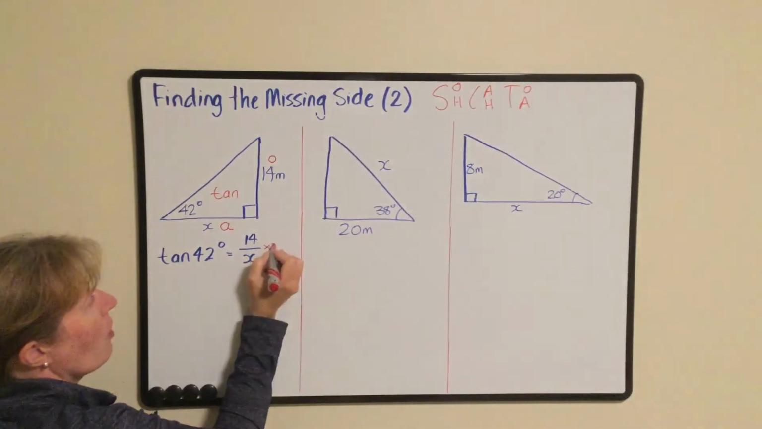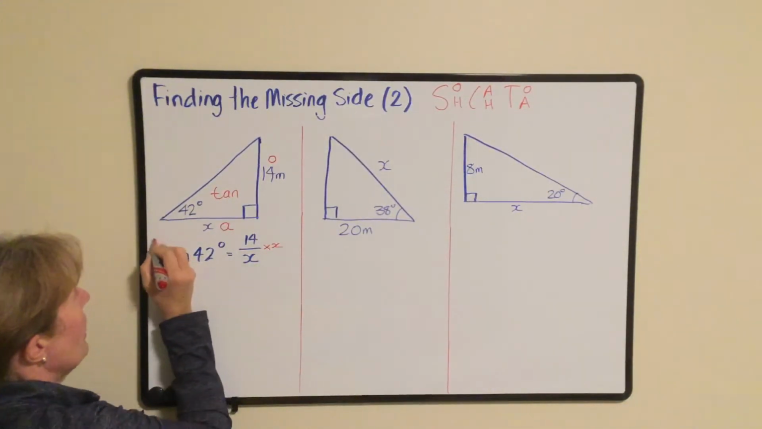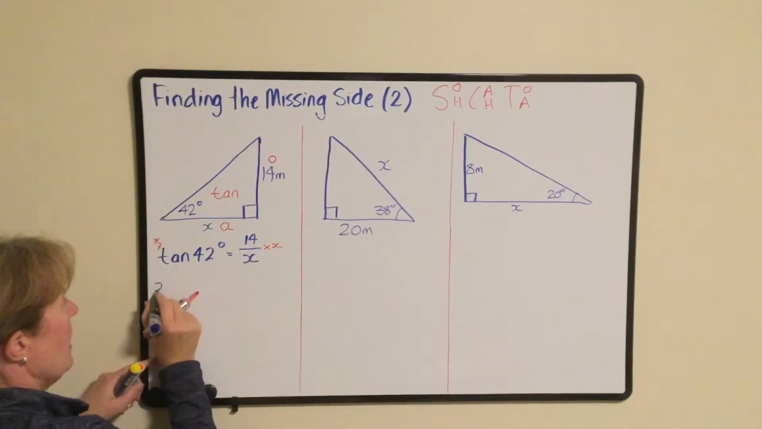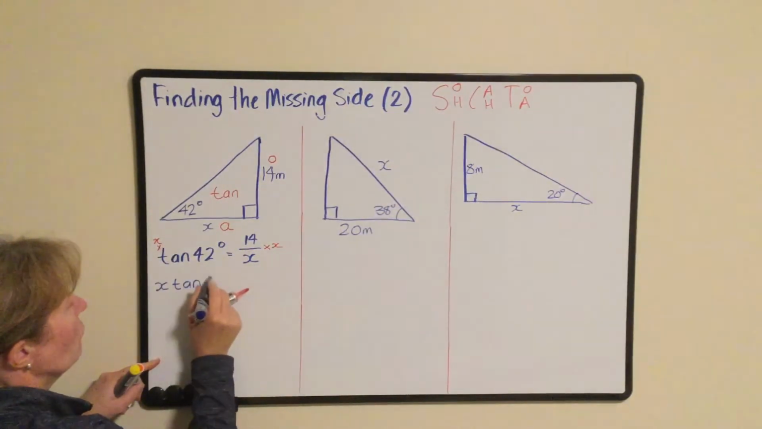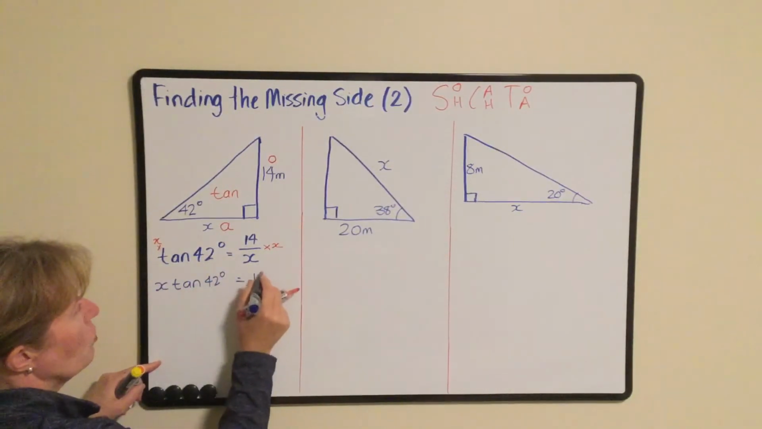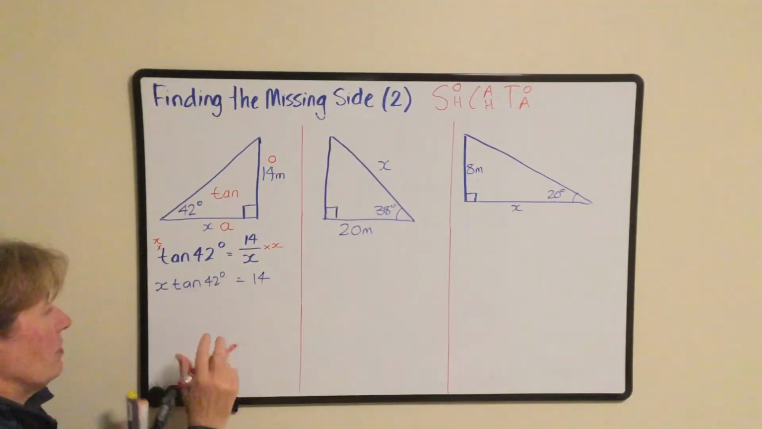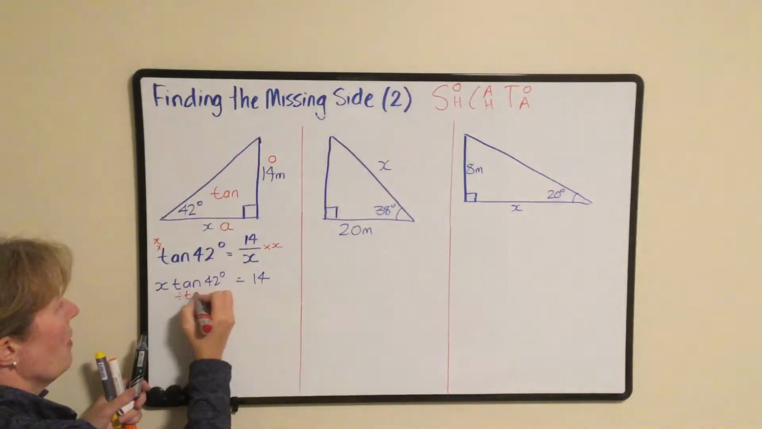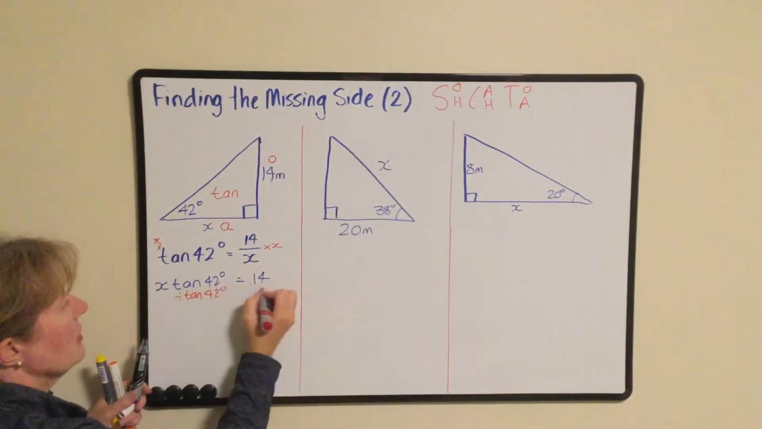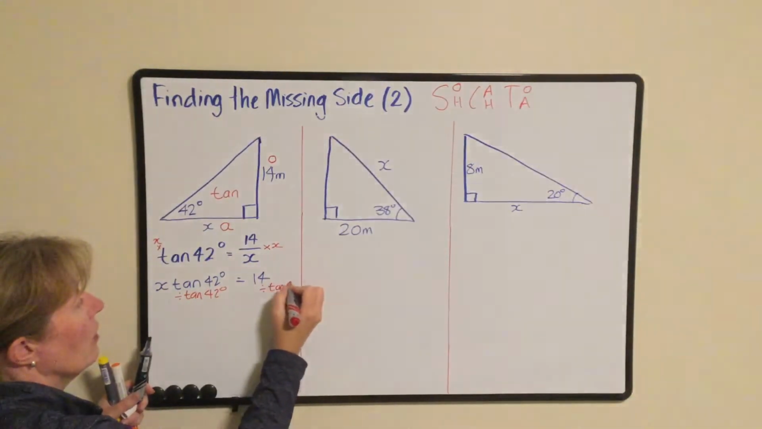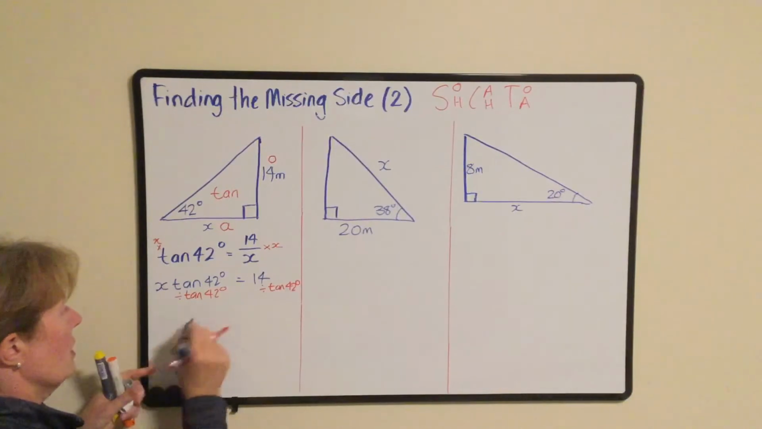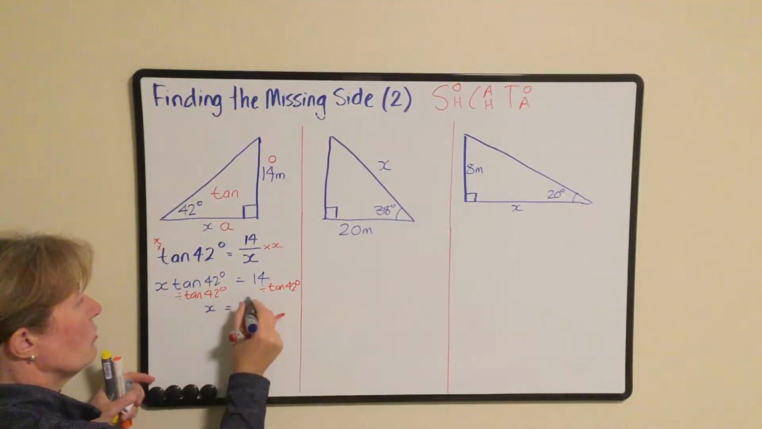I'm going to times both sides of this equation by x, which will give me x tan 42 degrees is equal to 14. And then I'm going to divide both sides of this equation by tan of 42 degrees. So I end up with x is equal to 14 over tan 42 degrees.